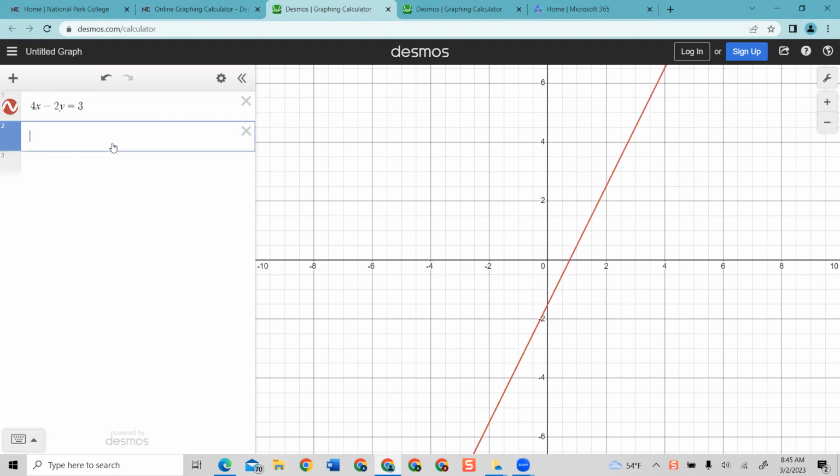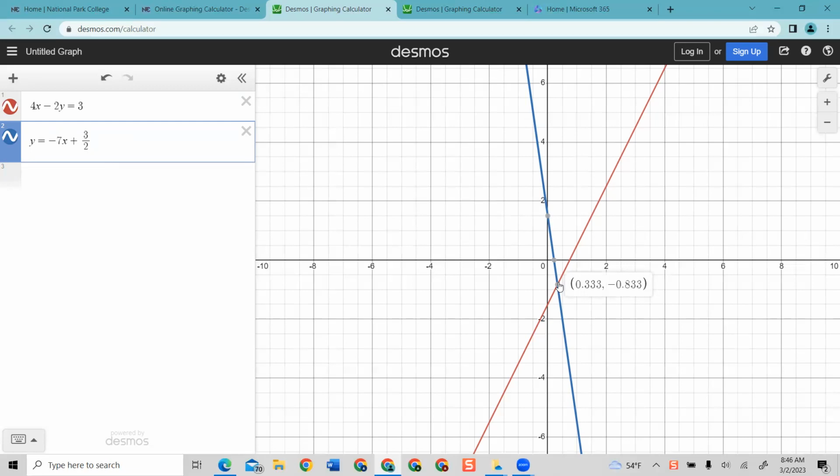Let's do another one. You'll notice the lines are going to change colors as we're doing it. What if I put it in y equals, our slope-intercept form? I'm going to have y equals, let's say, negative 7x plus 3/2. Here we go. It gave us our y-intercept and our x-intercept, and since this other line's on here, it even gave us where the two lines intersect.